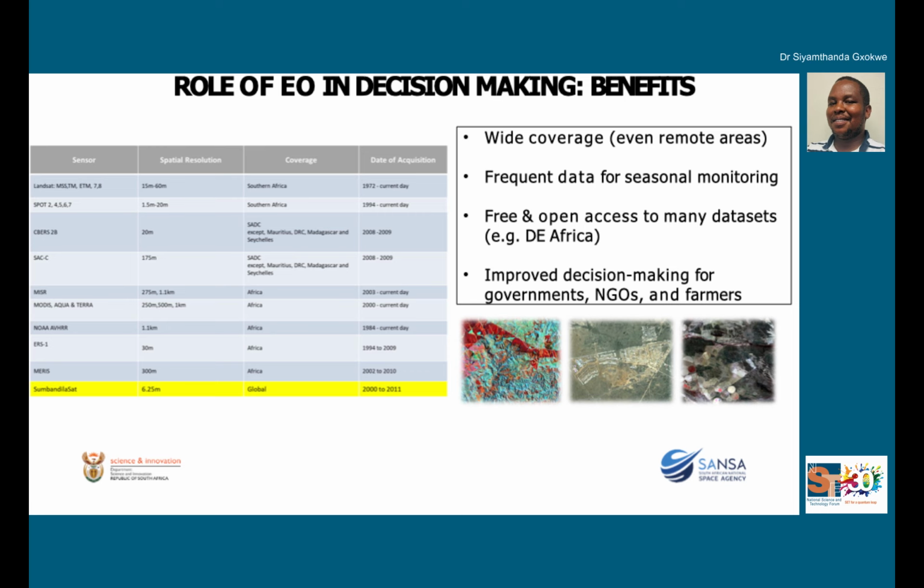And as a result, now with Earth observation, we can pick up those areas, and then we can pick the changes that we've observed by analyzing the imagery that we are going to get from these products that we are having in-house. And also frequent monitoring is actually feasible with the Earth observation data.